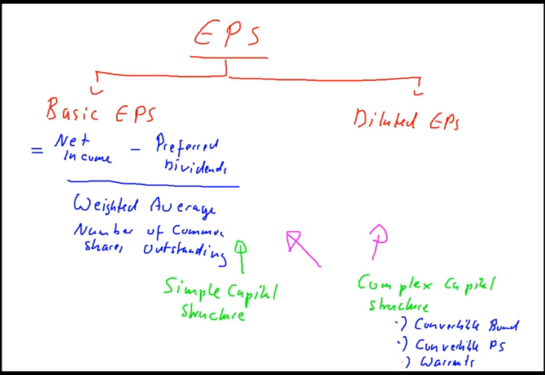And if the firm has a simple capital structure, that's a capital structure without any potentially dilutive securities, so without any convertible bonds, convertible preferred stocks, or warrants, then the firm must only disclose basic EPS in its financial statements. Whereas if the firm has a complex capital structure, that means a capital structure that includes potentially dilutive securities such as convertible bonds, convertible preferred stocks, and warrants, then in addition to basic EPS, the firm must also disclose diluted EPS.